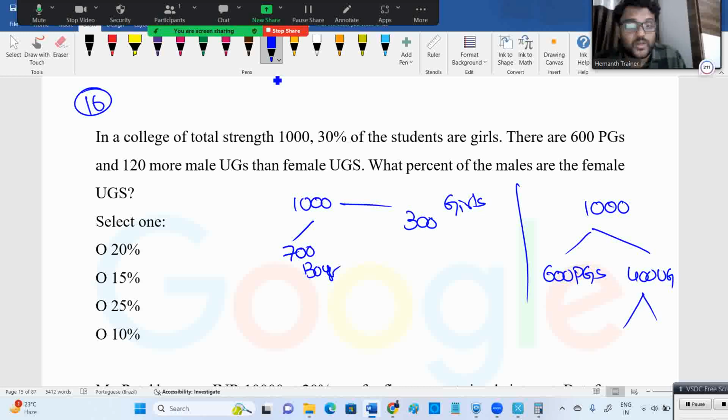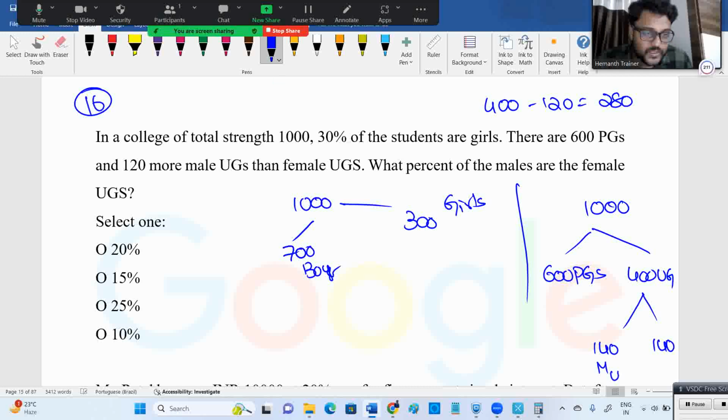And here to calculate how many male UGs, how many female UGs. Male UGs are 120 more than female UGs. Among 400, if you remove 120, the remaining 280 are equally there. So here 140 male, here 140 female is required. And as they said, that 120 extra removed, then male and female should be equal. And you add that 120 here. So we got 260 male UGs are there. So male undergraduates are 260, female are 140.